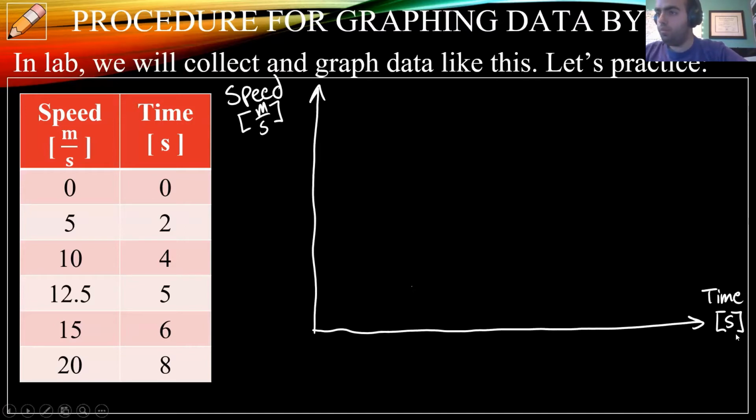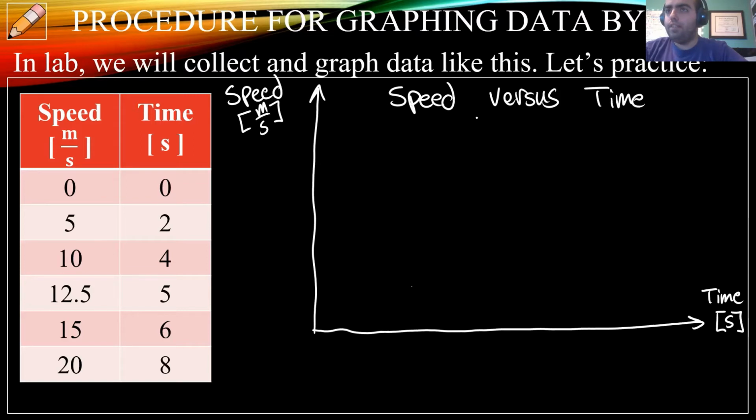Once you've labeled the axes along with the quantity and the units, you want to title your graph. And a good generic title is just saying whatever's plotted on the vertical axis versus whatever's plotted on the horizontal axis. So y versus x is the common title. And in this case, it would be speed on the vertical axis versus time. What we plot on the vertical axis versus what we plot on the horizontal axis.